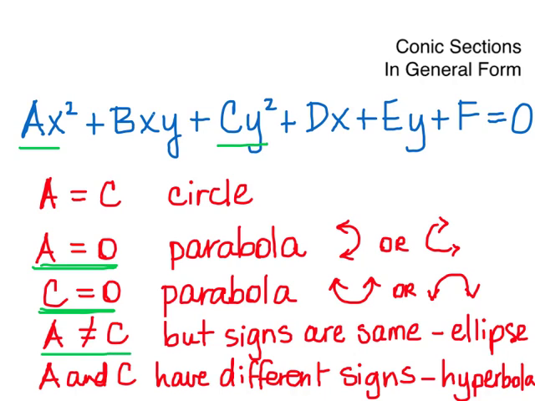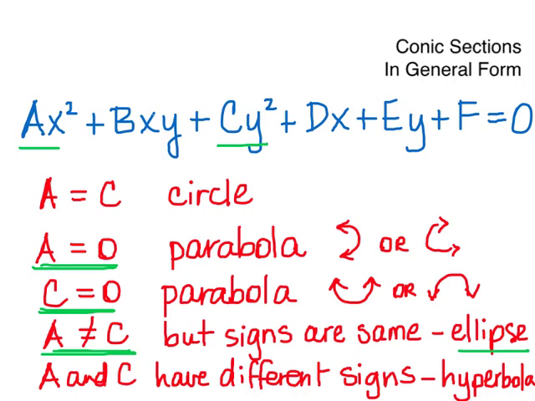Now, if a does not equal c, but the signs are the same, in other words, there's a plus in front of both of them or a minus in front of both of them, but the a and the c are different numbers, then it is an ellipse. So if a does not equal c, they're different numbers, but their signs have to be the same, or else it's going to be a hyperbola. So make sure the signs in front of the a and the c are the same. Then that makes it an ellipse.